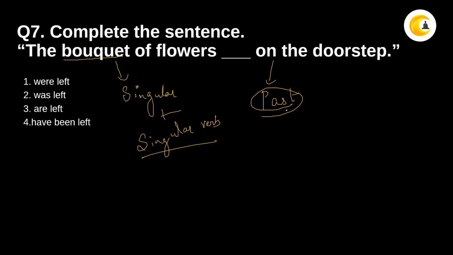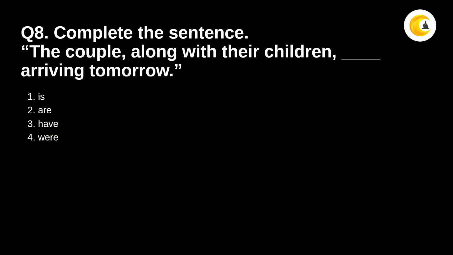Someone has left it over there. So I'll use the singular form of verb. All right. So what will be used? This is not singular. This is not singular. This is not singular. It is was left. So it was left on the doorstep. So your answer is option number 2. Right. Going to the next one.